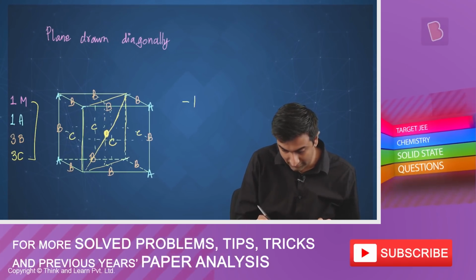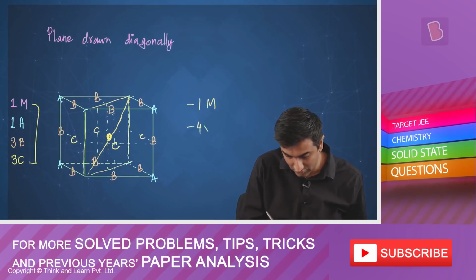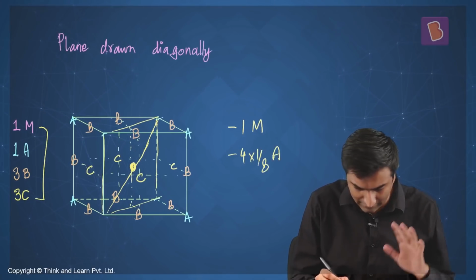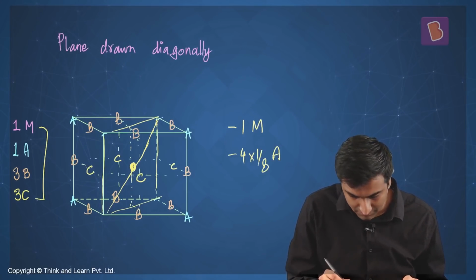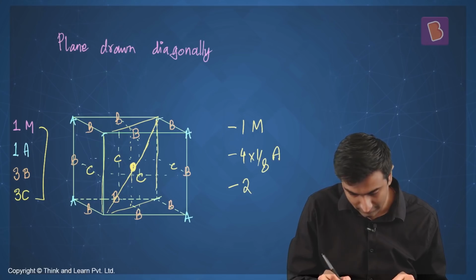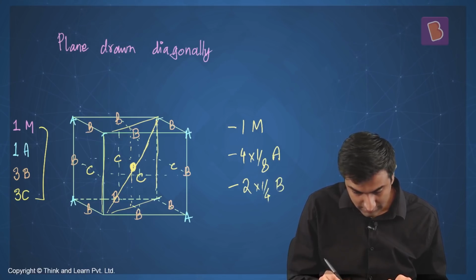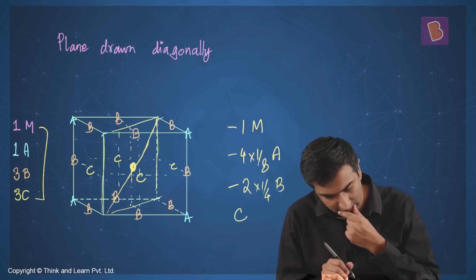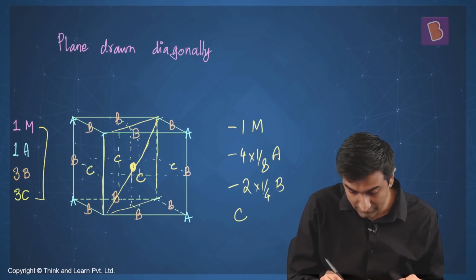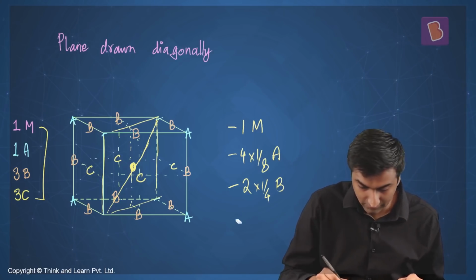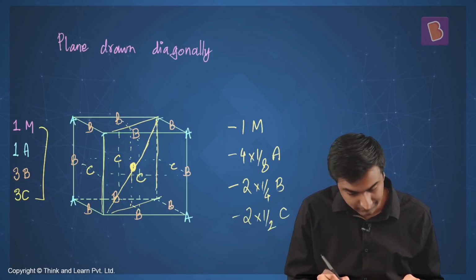Okay, so I get minus 1M. That's an easy one. What about A? I remove 4 A's, right? So minus 4 A's, each contributed 1/8. Just writing it as we'll do the calculation. Don't worry, calculation is not that big a deal. Let's count first, make sure we don't miss anything. What about the B's? 2 B's went away. What is the contribution? 1/4 each, right? And C's, anything happened to C there? Oh yeah, these two face centers. So minus 2C, and 1/2 was the contribution of C.